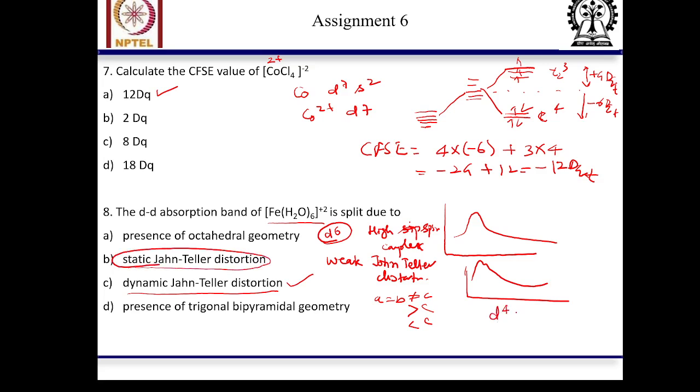Where can you see static Jahn-Teller distortion? You can write d4 high spin, d7 low spin, and d9. For d9, high spin and low spin are the same. This is strong Jahn-Teller distortion, and this is nothing but your static Jahn-Teller distortion, right? But suppose we have d6 high spin, then we see weak Jahn-Teller distortion. Or if we have d5, we see weak Jahn-Teller distortion. If we have d4 low spin, there also we have Jahn-Teller distortion.